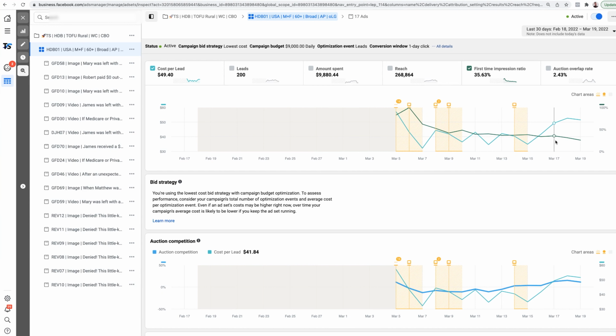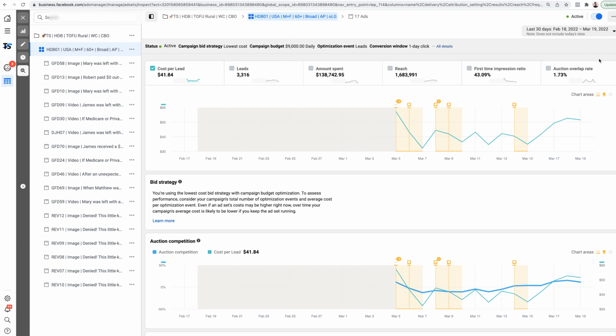And then we notice when that first time impression ratio, you can just see that cost per lead shoot up really high. Now, there's actually another correlation of why cost per lead jumped up on this specific account. It's actually a website error. So that's the main reason why. So it's not the exact reason why for this video, but just show you guys another thing to look at.